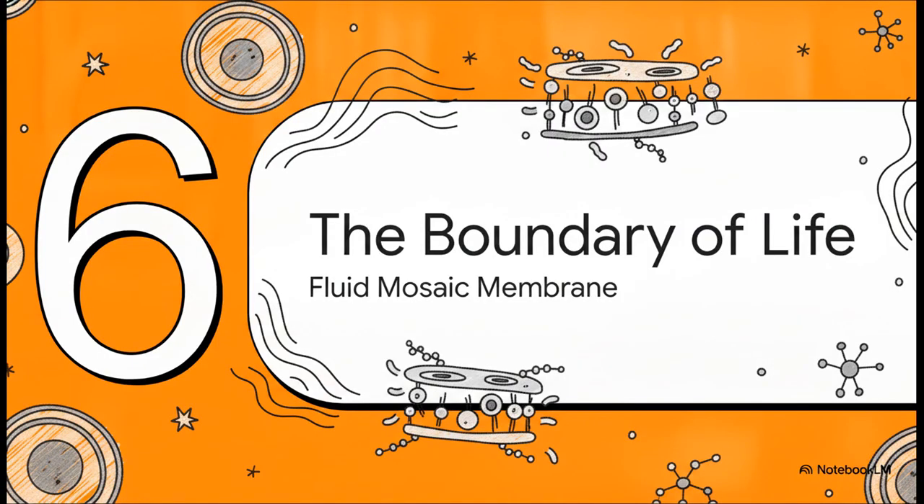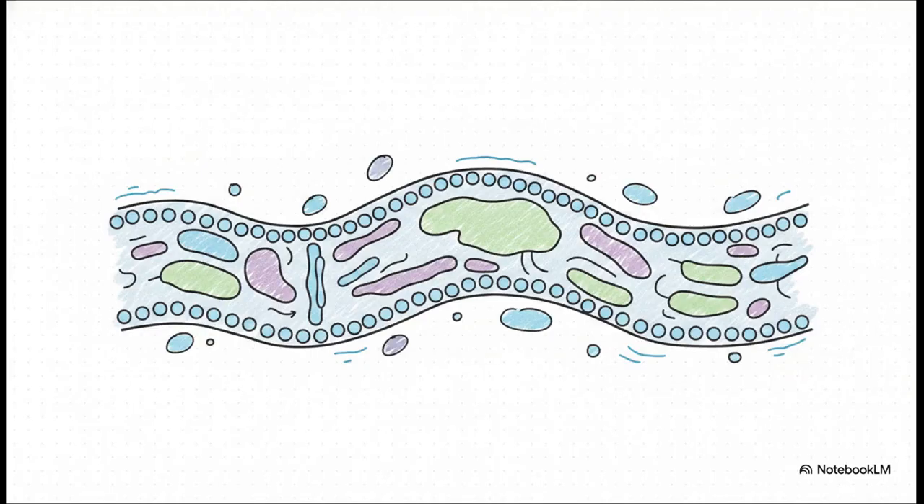All right, our final section. Section 6, the boundary of life, the fluid mosaic membrane. For our final act today, we are going to zoom right to the very edge of these cells. This brings us to the famous fluid mosaic model. Now, before the electron microscope, we basically just had to guess at what this structure looked like. But today, we know this boundary isn't some static, solid brick wall. No way! It is a dynamic, moving sea of lipids arranged in a bilayer.